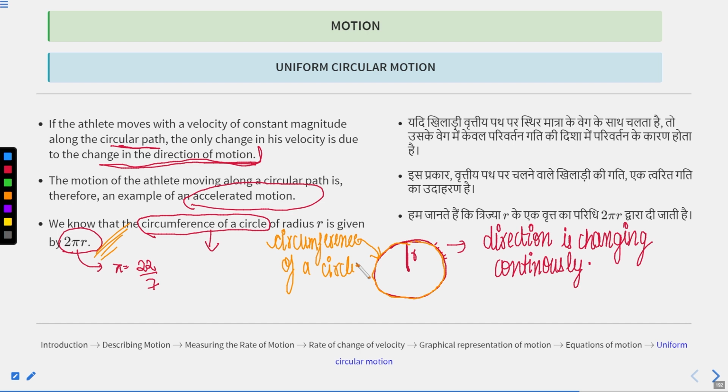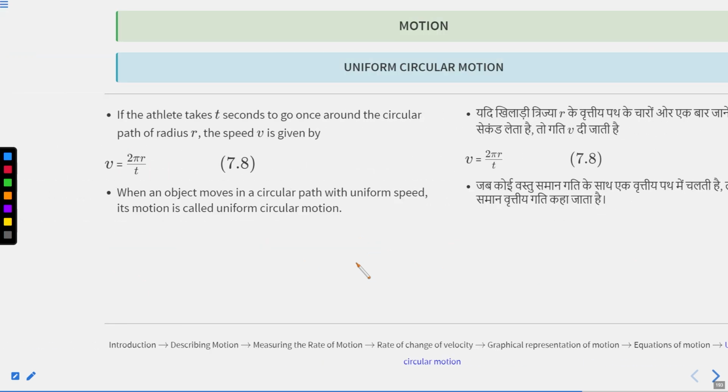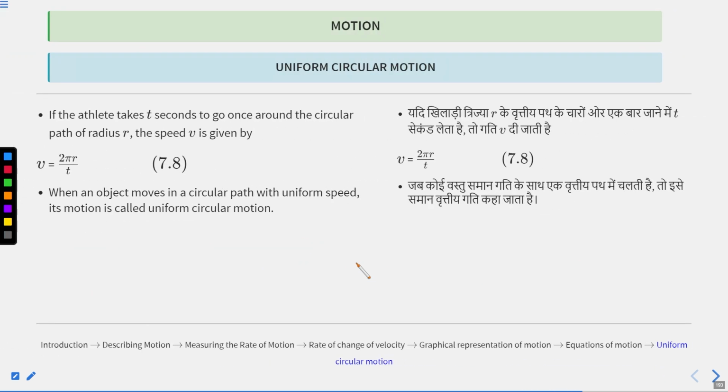Clear, class? Okay. And what will be the speed? Let's suppose an athlete begins from here, covers the whole track, and again finally reaches this position in t time. Then what will be the speed? I'm not talking about velocity, because velocity will be 0 because displacement is 0.